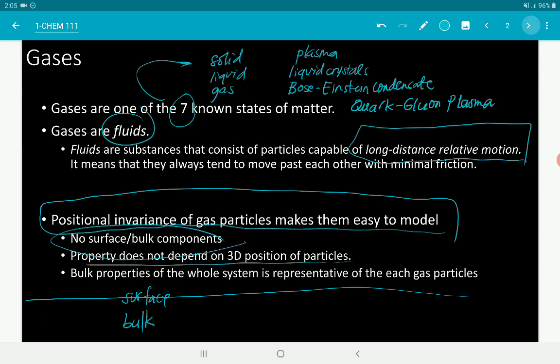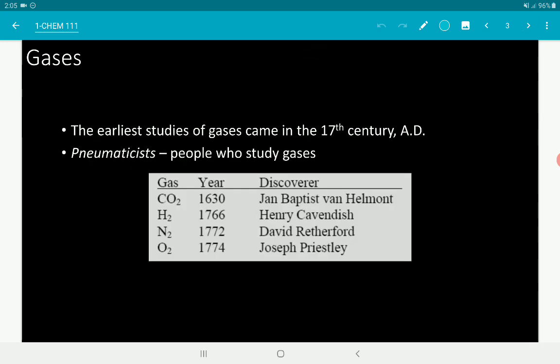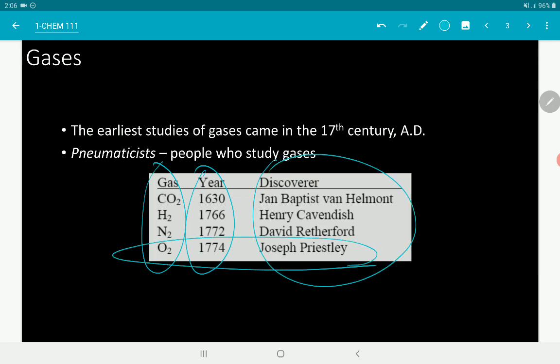Okay? So, let's proceed. The earliest studies of gases came from the 17th century AD. So, 17th and 18th century, nakaka-discover tayo ng mga gases. These are just 4 of the examples. Ito yung mga gases na na-discover and these are the discoverers. So, you'll remember Joseph Priestley. He disproved the phlogiston theory because of his discovery of oxygen.